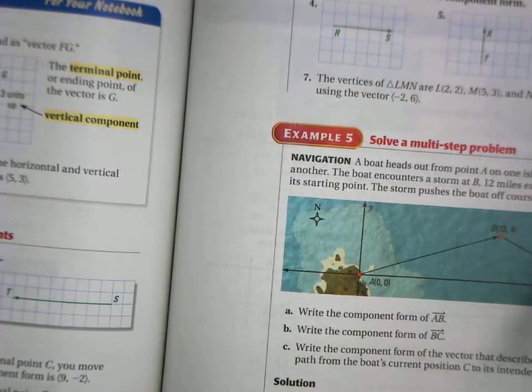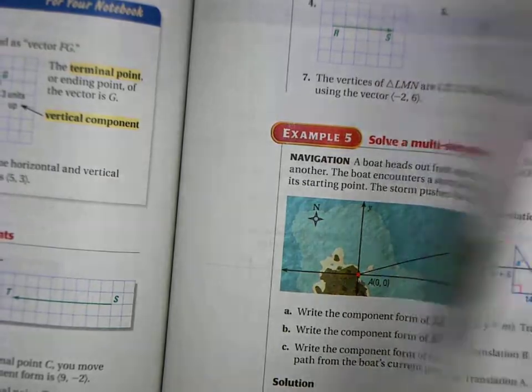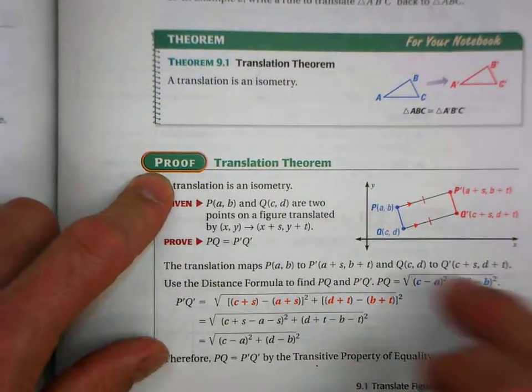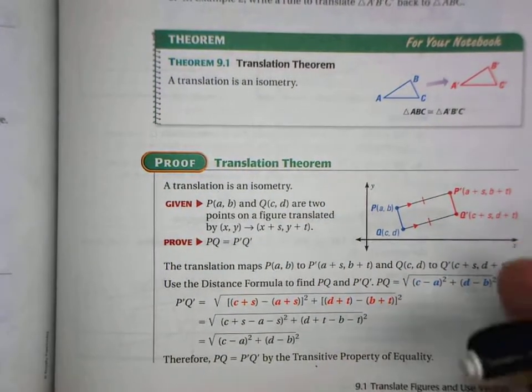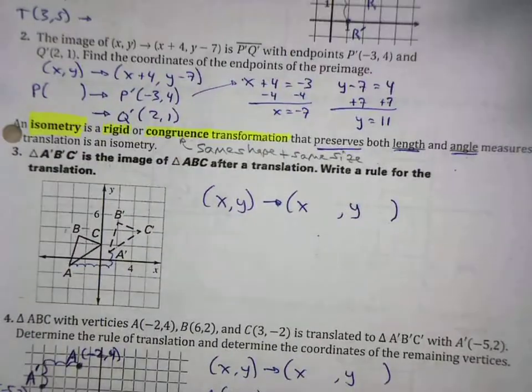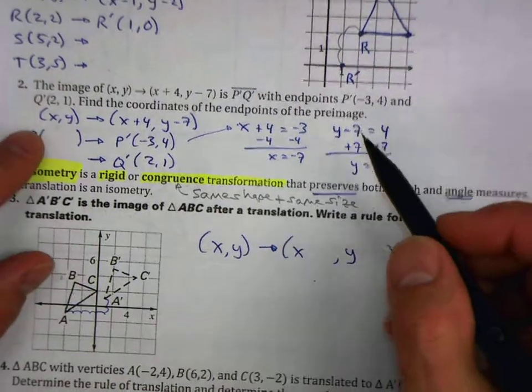What shall we do now? Is the book any use? This is proving that they're an isometry. Okay, I think we're done with the book. Let me go now to your notes. This is the kind of thing that we're going to be doing.